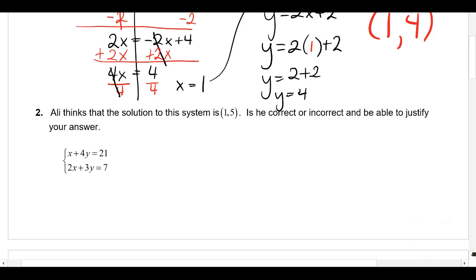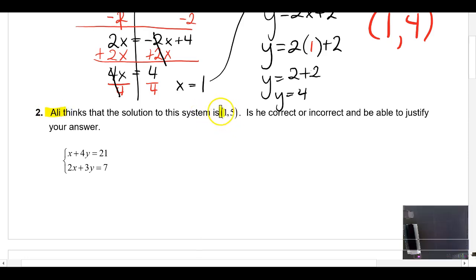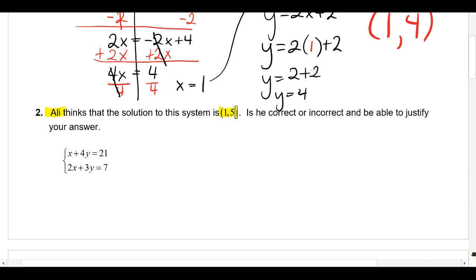Now in this problem, we have this guy. His name's Ali. And he thinks that the solution to the system, or to these equations, is 1 and 5. So he thinks that x is equal to 1, and he thinks that y is equal to 5. So we need to find out, is he correct or is he incorrect?